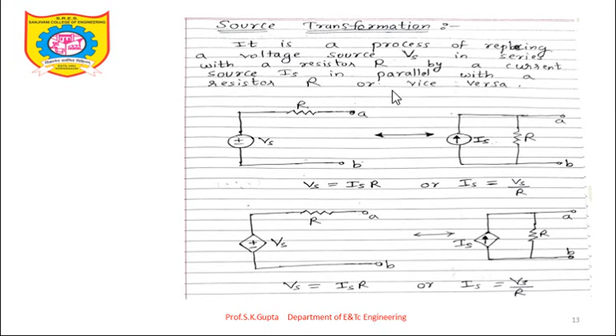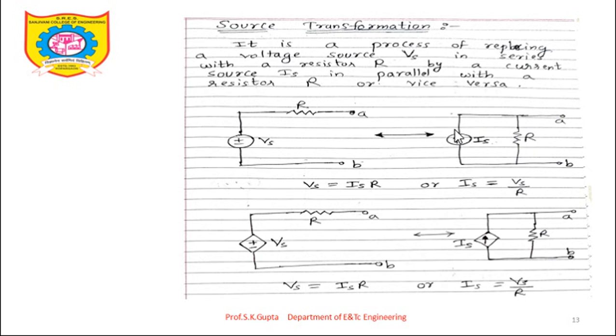Welcome all. So now the next topic is source transformation. Very easy concept. So what is source transformation? It is a process of replacing a voltage source in series with a resistor by a current source in parallel with a resistor, or vice versa.